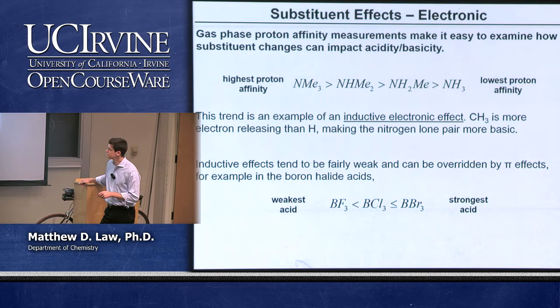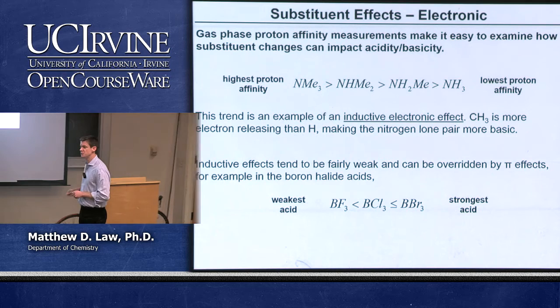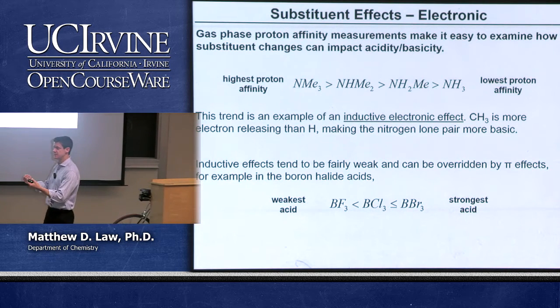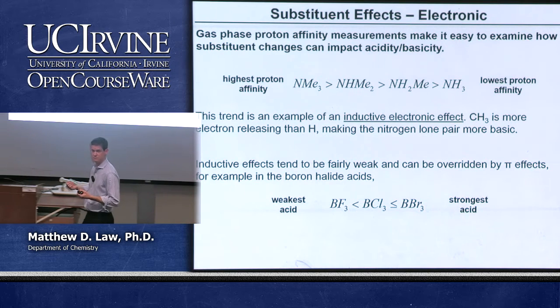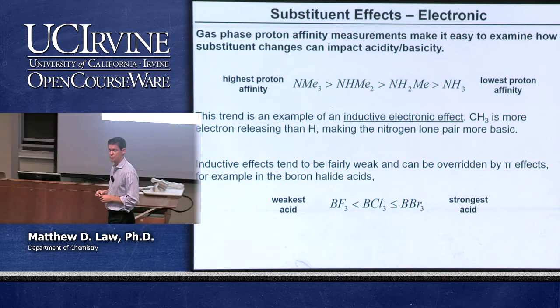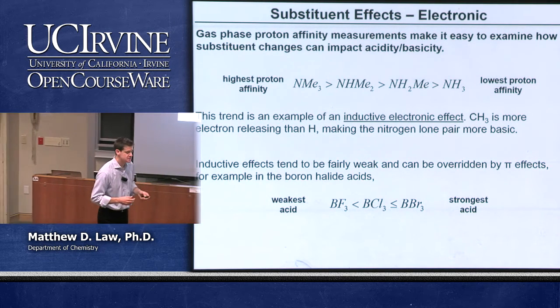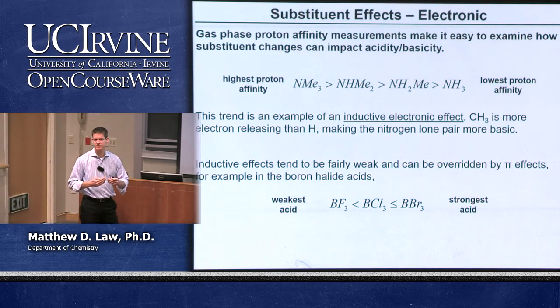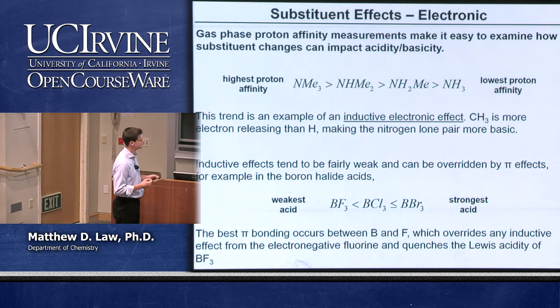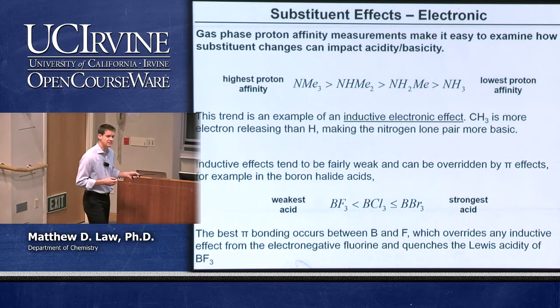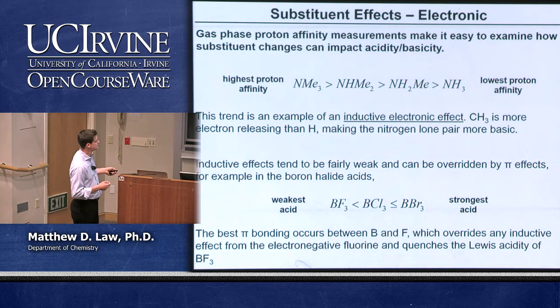But as we go to the larger chloride and then the larger bromide, those pi interactions get weaker and weaker, and the electron density on the boron gets less and less. The pi electron density on the boron gets smaller and smaller. And so this is an opposite driving force to the straight-up inductive effects from the halogens. And this actually wins in this particular case. So the best pi bonding occurs here.